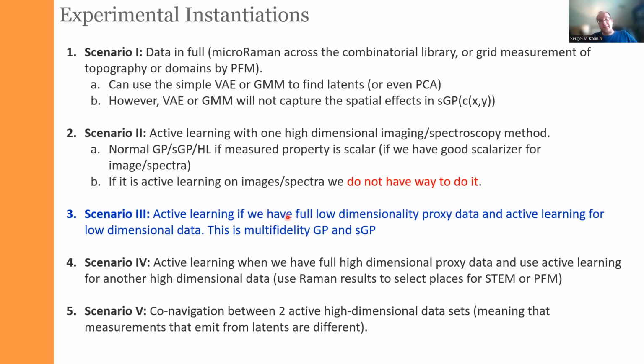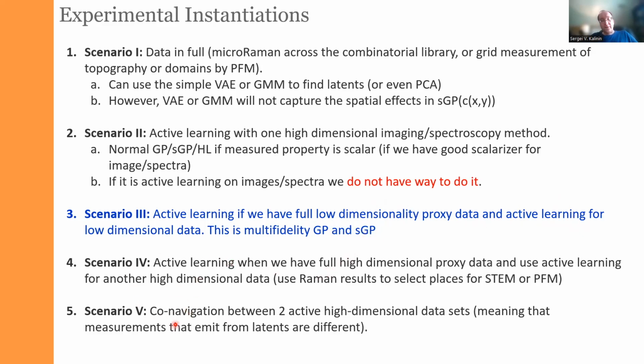If we have the scenario with full low-dimensional proxy data and active learning for low-dimensional data, that's exactly what multi-fidelity GP and SGP do. Here, for example, we can use something fast like micro-Raman, do the VAE to find the low-dimensional proxy, and then use this proxy data to enable active learning by scanning probe or electron microscopy. Or we can use scanning probe microscopy and measure polarization, and use this polarization as a proxy to select the locations for the electron microscopy.